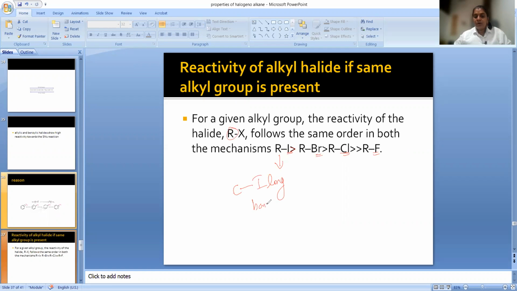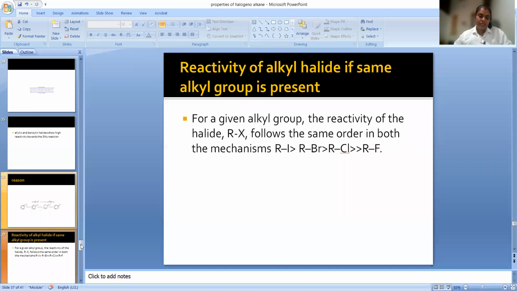The bond length is longer here than in the corresponding RBr, RCl, and RF because the size of the iodine atom is more than Br, Cl, and F. Understand? Since its bond length is more, we can easily dissociate it. Easily it will undergo dissociation. That is the reason why RI is more reactive than RBr, which in turn is more reactive than RCl and then RF. Because fluorine is very small, the reactivity is very low because the bond length is very short. So you need to apply much energy to break this C-F bond.